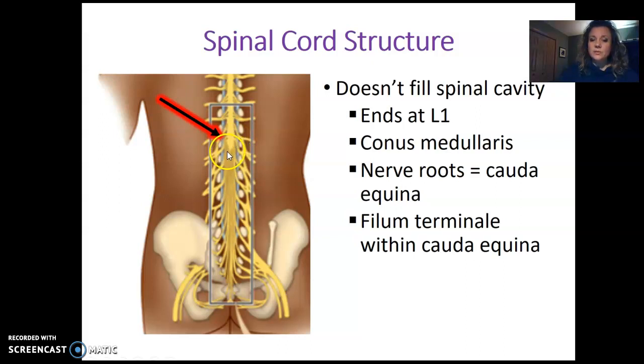And then it's going to branch off into thin little nerve roots, and it looks like a horse's tail, and that's why it's called the cauda equina. Cauda means tail, and equina means horse in Latin. And then it's going to end in the filum terminale, which is found within the cauda equina. So the filum terminale is just a thin filament of pia mater that extends down the length of the vertebral cavity.